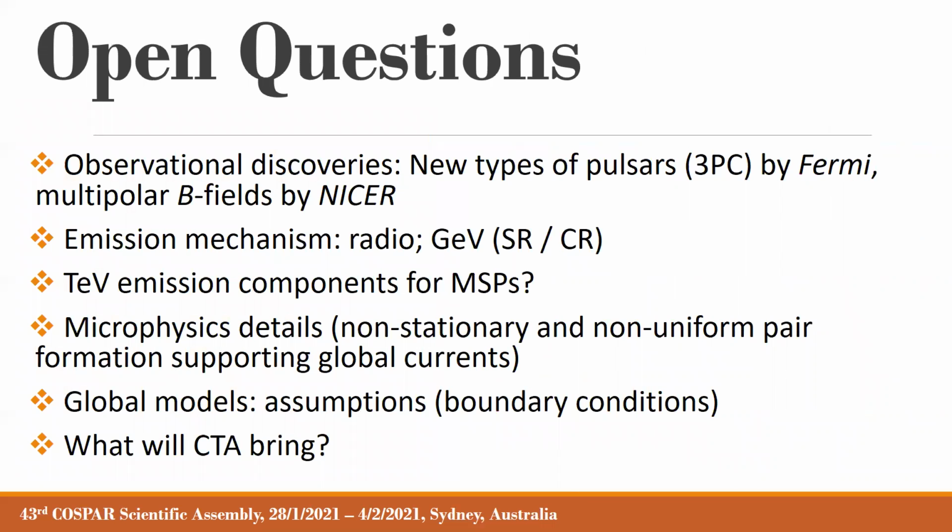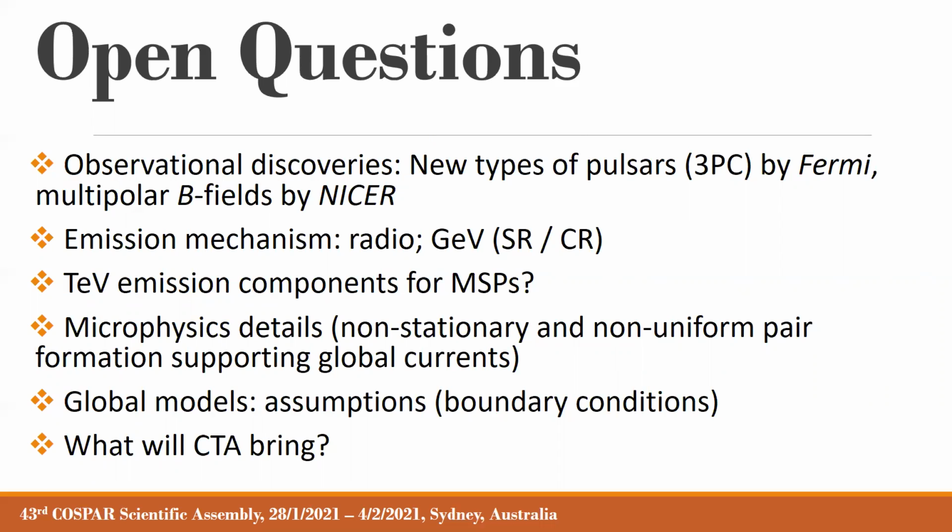So let me end off with open questions. There are many observational discoveries, and we will see quite a few new types of pulsars in 3PC by Fermi. Also now the multipolar fields by NICER and other types of discoveries will lead us to even more diverse pulsar discoveries and types of pulsars that we can study. There's still questions about the radio emission mechanism, definitely, and even the GeV emission mechanism, whether it's SR or CR or synchro-curvature, and from where it comes, etc.